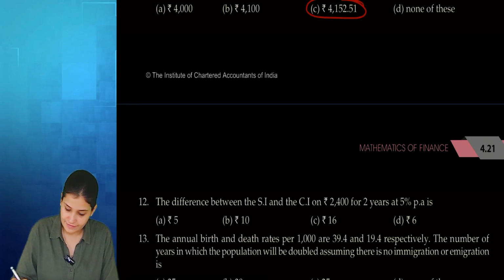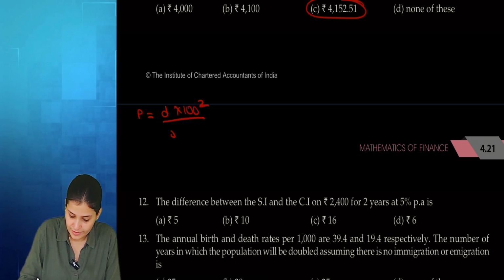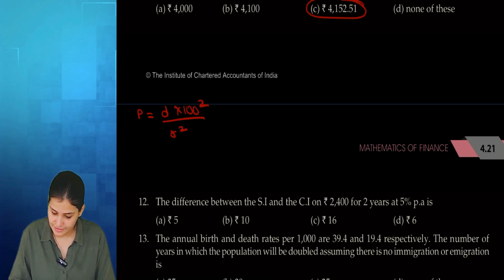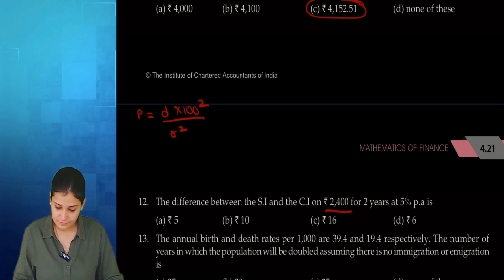The difference is given for 2 years. So what was the formula for 2 years? D into 100 square by R square. So difference is 2400 into 100 square divided by R square is 25.